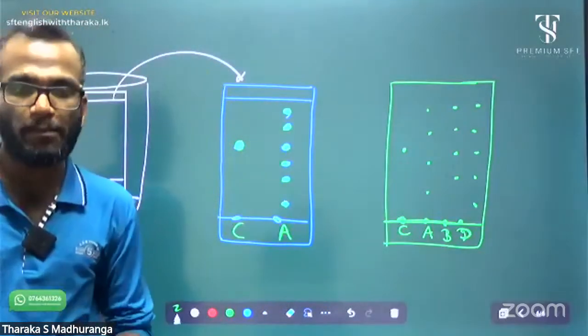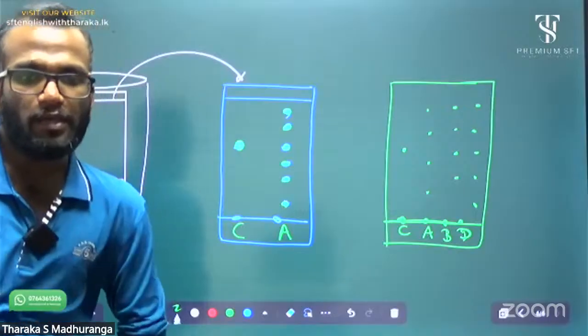Vasicine means control sample, right? Okay, understood.